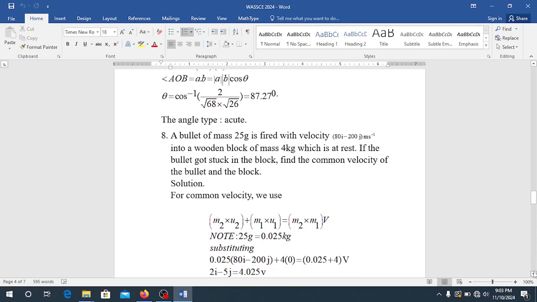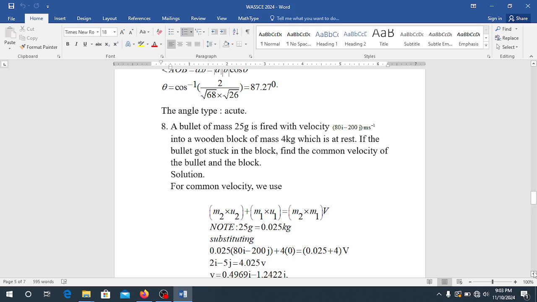Number 8. A bullet of mass 25 g is fired with a velocity of this into a wooden block of mass 4 kg, which is at rest. If the bullet got stuck in the block, find the common velocity of the bullet and the block. So for common velocity, we use this formula. Note, the units are different. One is in kg, one is in grams. So converting the grams to kg will give us this.